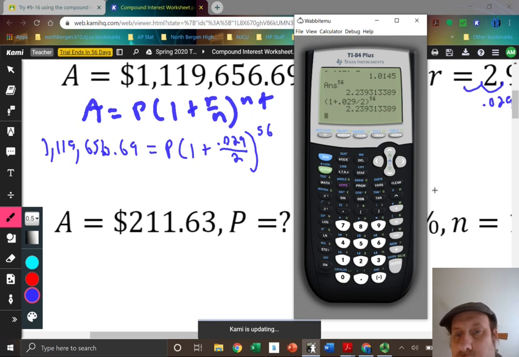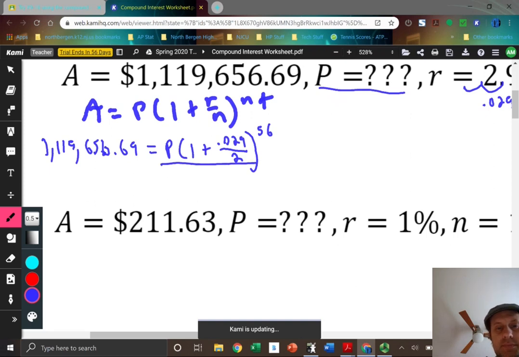Perfect. 2.2393. You're not supposed to round until the very end of the problem, but in this case it's 2.2393. Another thing I could have done is bring that over and solve at the end. Regardless, we're solving for P, so we're dividing by what we just got, which was 2.2393.